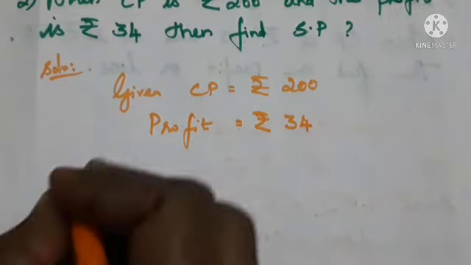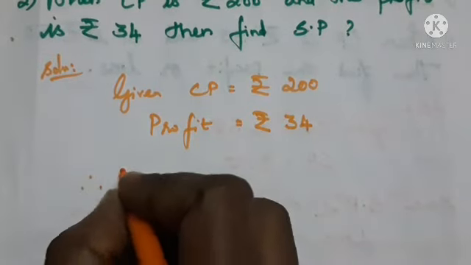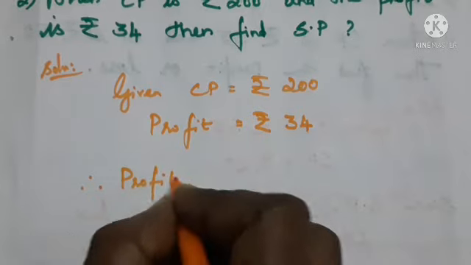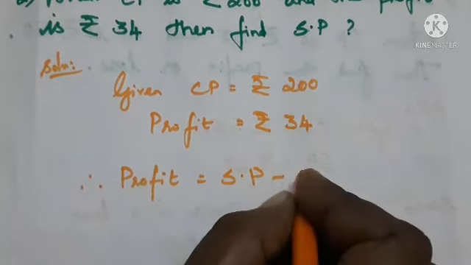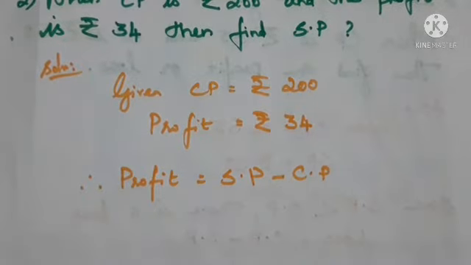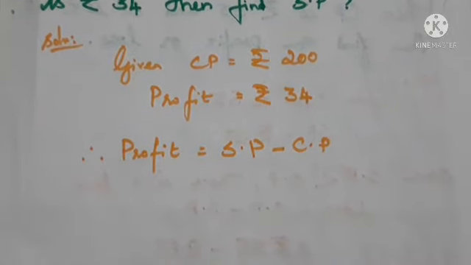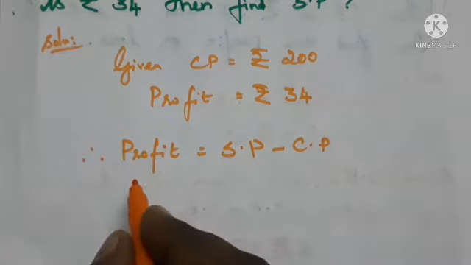So what is given? Profit is given. So we can write, profit is equal to, what's the profit formula? Yes, selling price minus cost price. So we know the amount of profit, no?